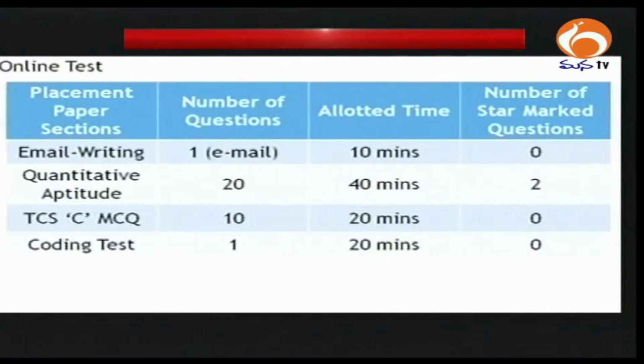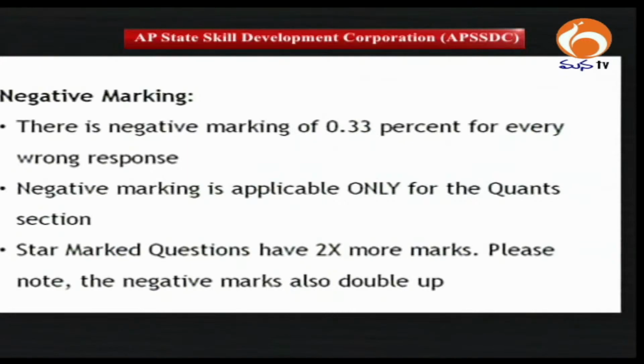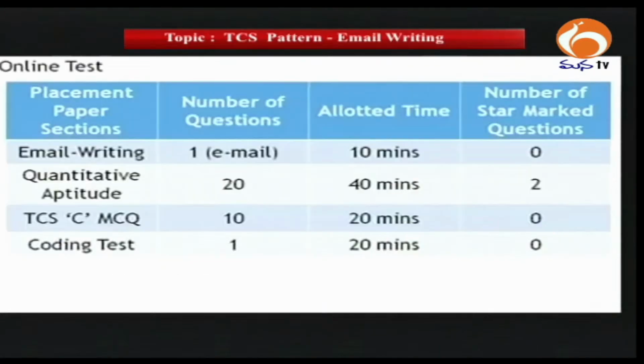Now there is also a negative marking. What does that mean? There is a negative mark of 0.33 for every wrong response, and this is applicable only for quantitative sections. So out of the 20 questions, if you answer any question incorrectly, you will lose 0.33 marks. That's a negative marking. So you got to be very careful.